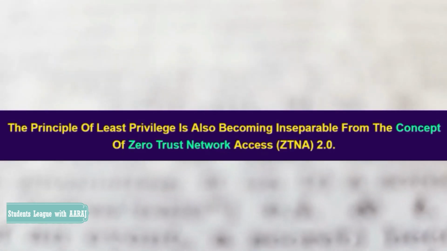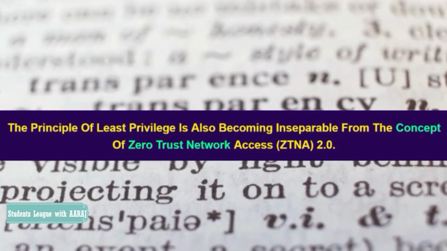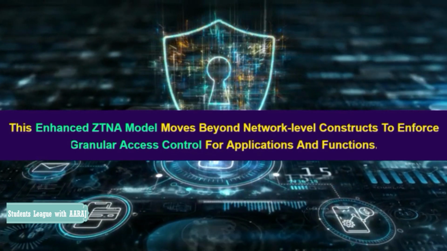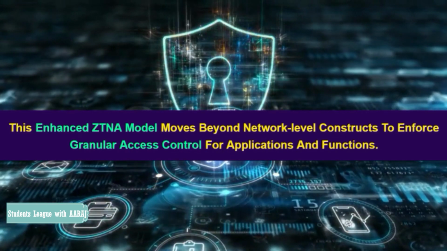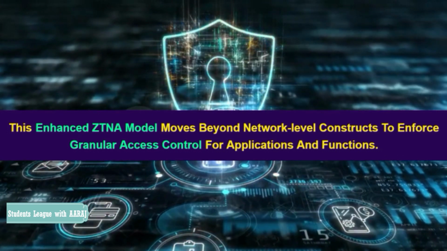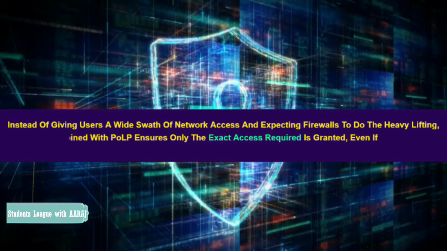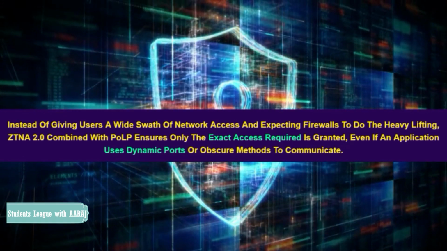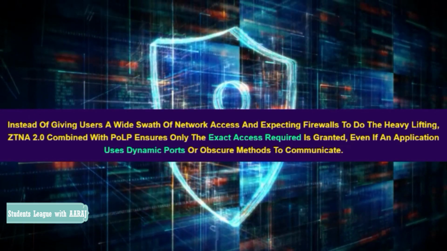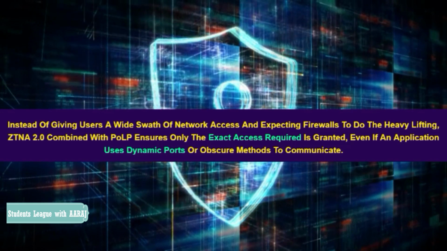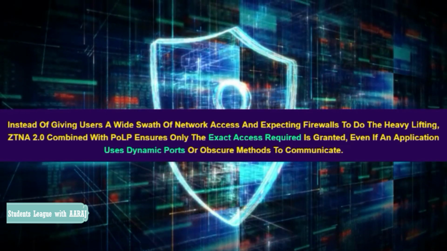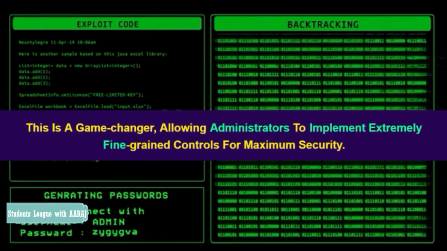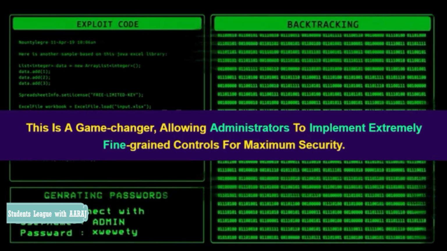The principle of least privilege is also becoming inseparable from the concept of Zero-Trust Network Access, ZTNA 2.0. This enhanced ZTNA model moves beyond network-level constructs to enforce granular access control for applications and functions. Instead of giving users a wide swath of network access and expecting firewalls to do the heavy lifting, ZTNA 2.0 combined with POLP ensures only the exact access required is granted, even if an application uses dynamic ports or obscure methods to communicate. This is a game changer, allowing administrators to implement extremely fine-grained controls for maximum security.